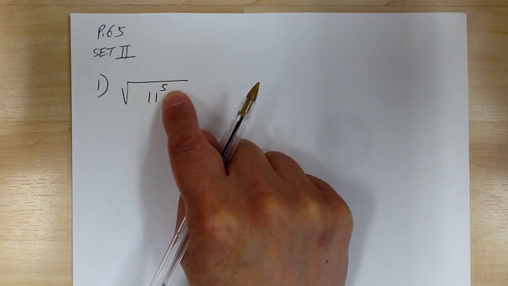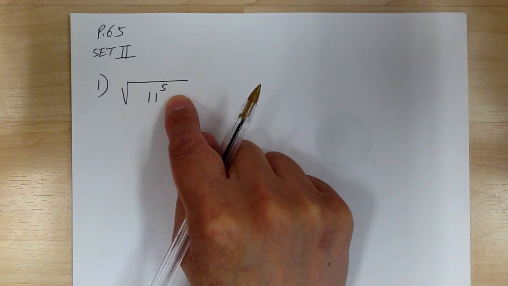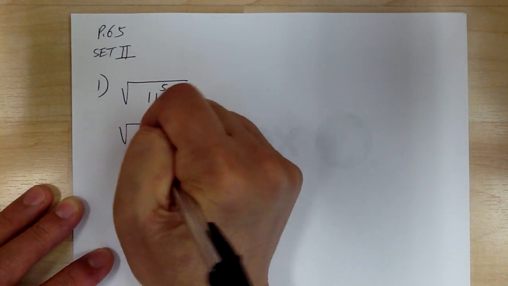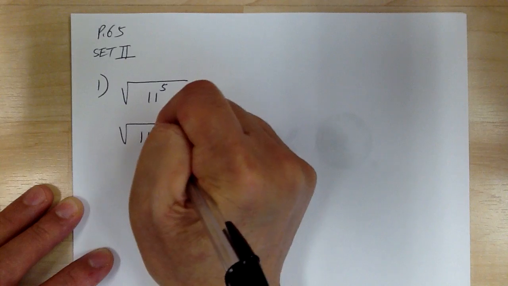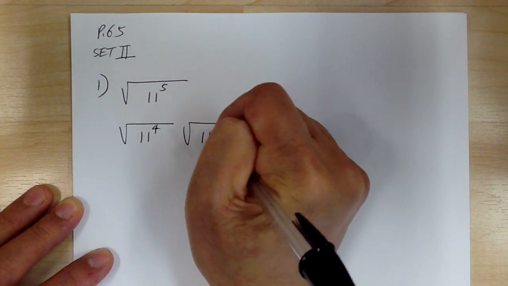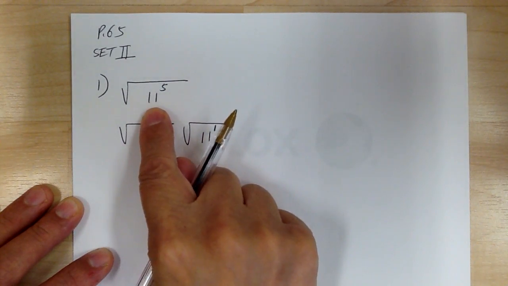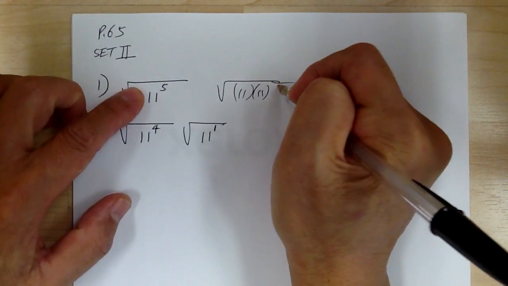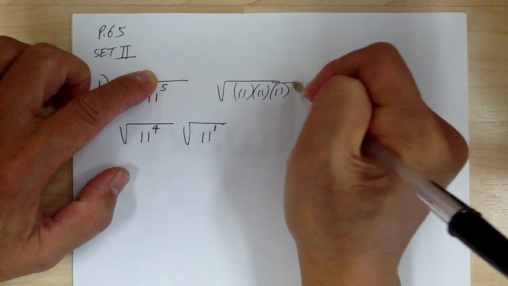So what you need to do is separate this into 2 parts. You're going to separate it into one part that is good and one part that is the leftover. So you need to separate this into 11 to the 4 and 11 to the 1. So again, remember this means there are 5 of them. 5th power means there are 5 of them.